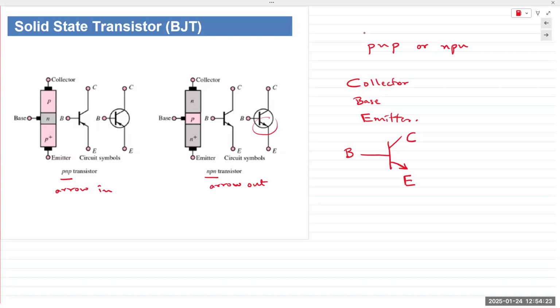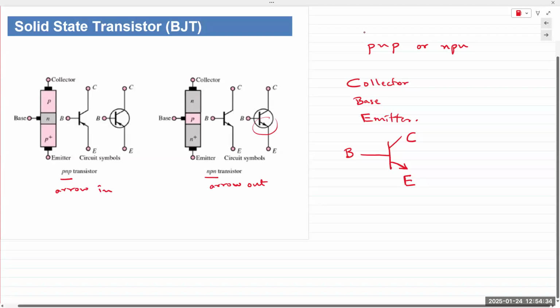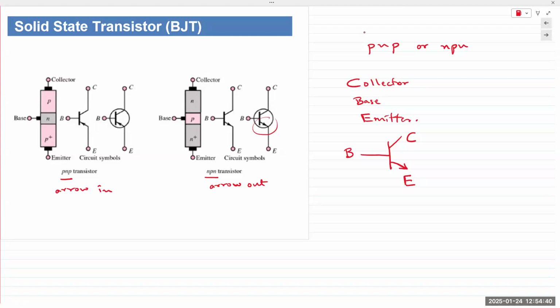Voltages are measured between two terminals, so we could say VBC, VBE, VCE. Voltage is measured between any two points. Currents are directly referred to with their terminals: IC, IB, and IE, the collector current, base current, and emitter current.